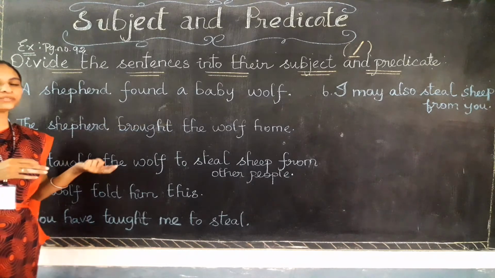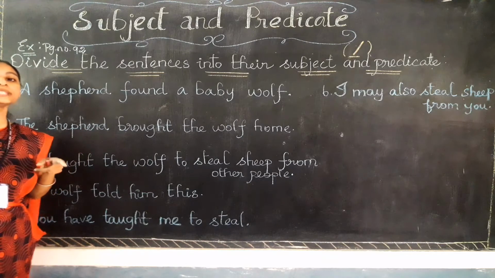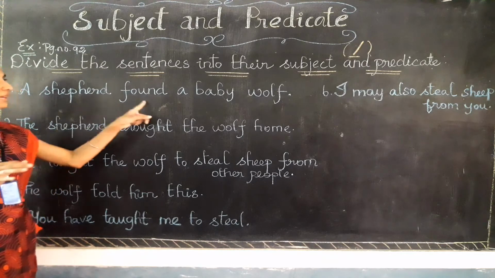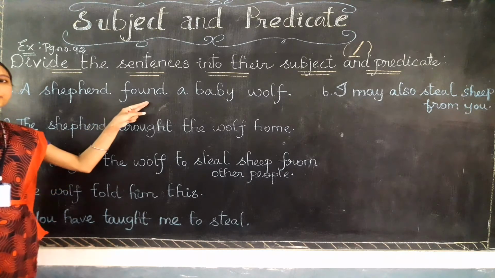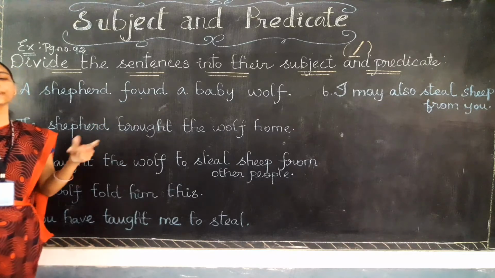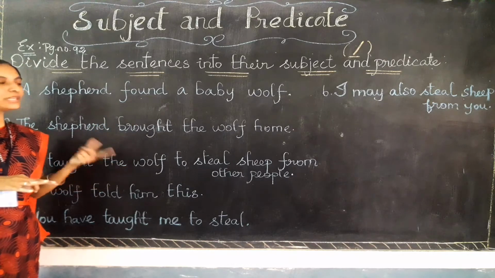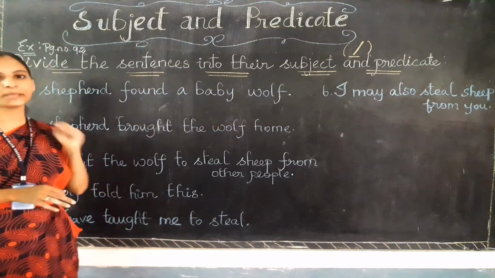What I said in the previous video, for dividing the sentence into two parts, first you need to find the verb. Can you find the verb here? Yes. What is that? Found. It is the past form of find only. So here found is the verb only. So from the found till the end of the sentence refers to the predicate part only.